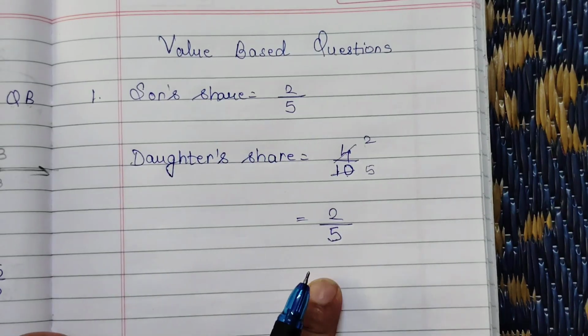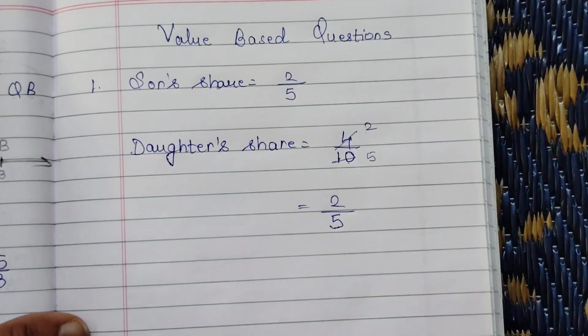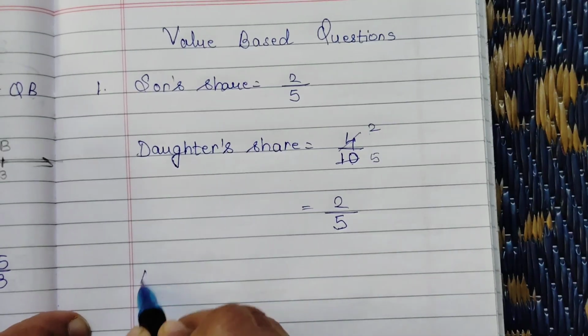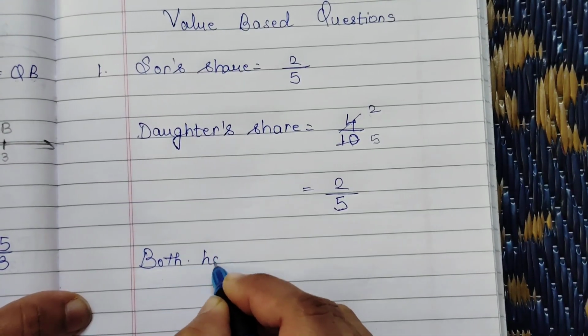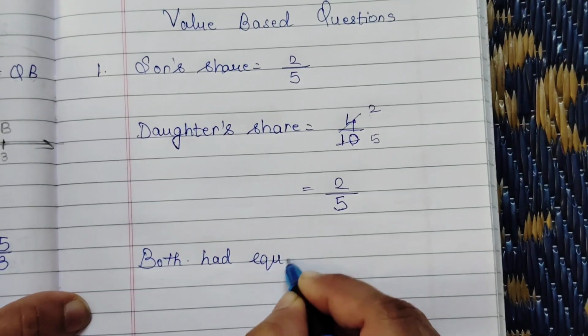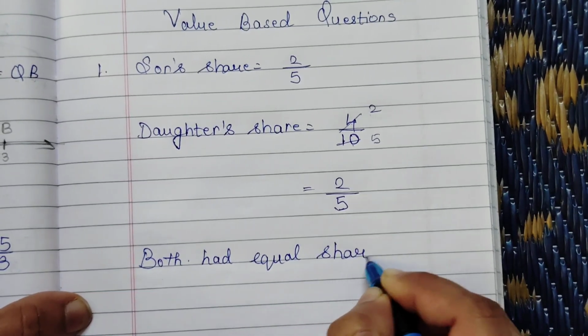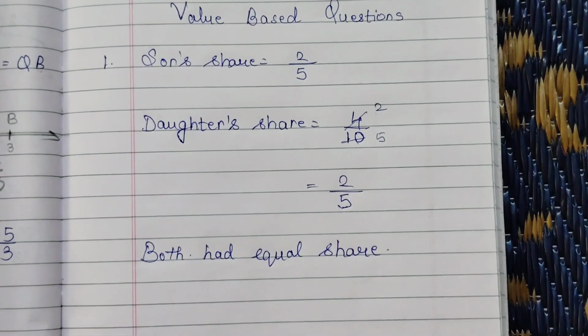So this is the first answer, A. What is the answer? Both had an equal share. Okay, this is the answer to the first question.